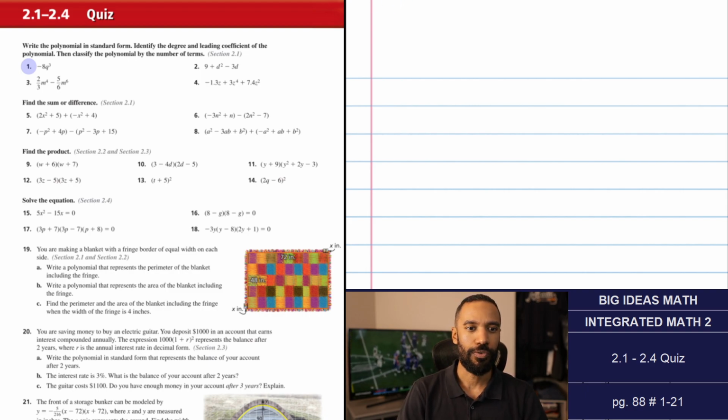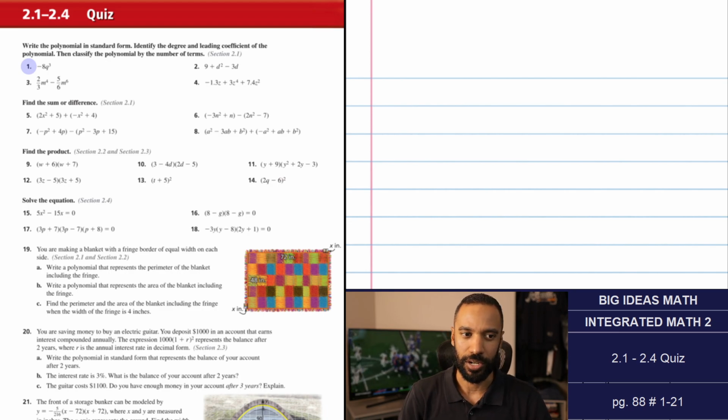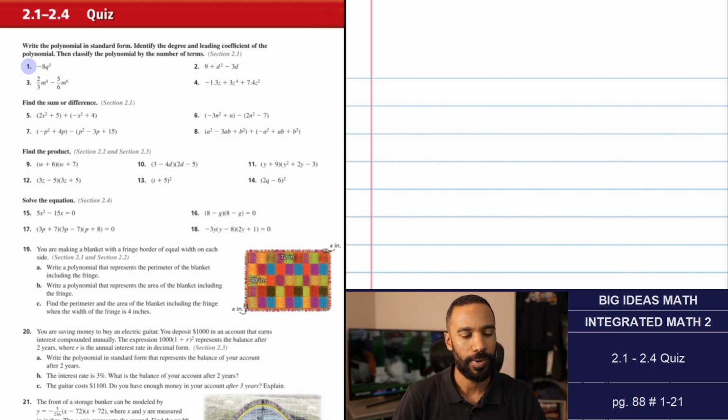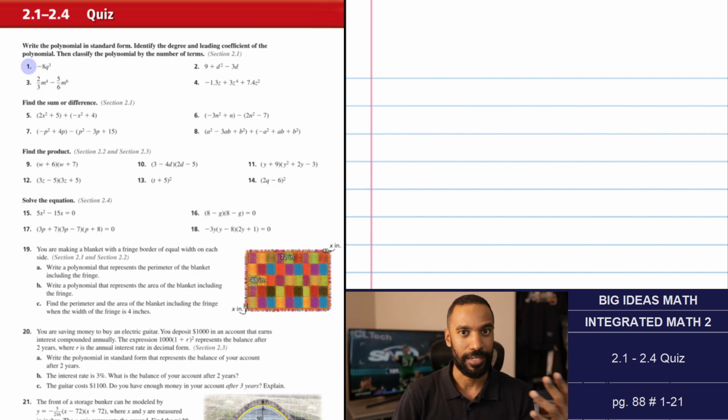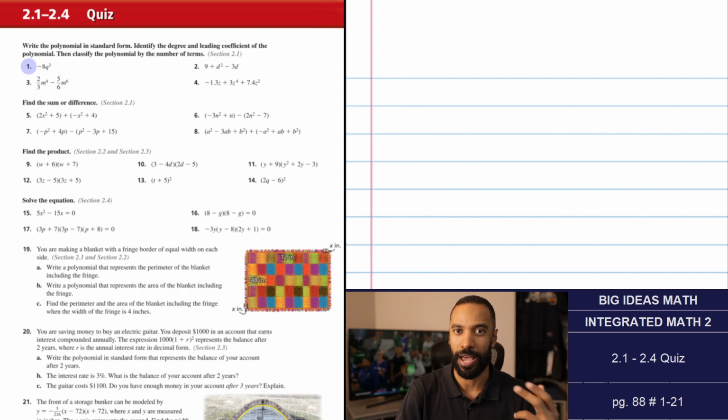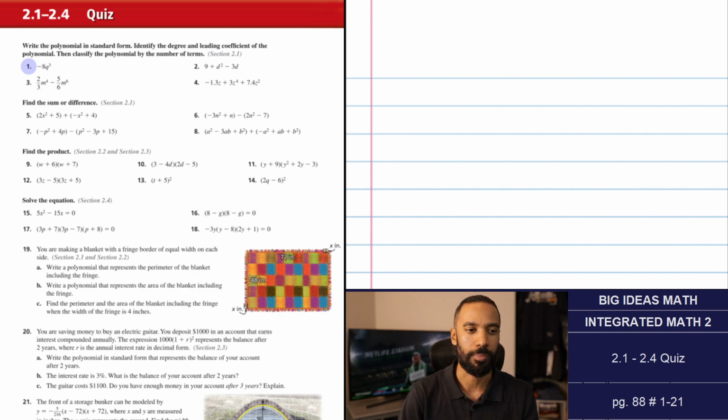So for the first 4 problems, we're going to write the polynomial in standard form, identify the degree and leading coefficient of the polynomial, then classify the polynomial by the number of terms. I'll do you one better for classifying the polynomial. I'll identify the degree, but furthermore, I will classify the polynomial by its degree name as well on top of it, or at least that's my goal. So we'll see what the problems look like.